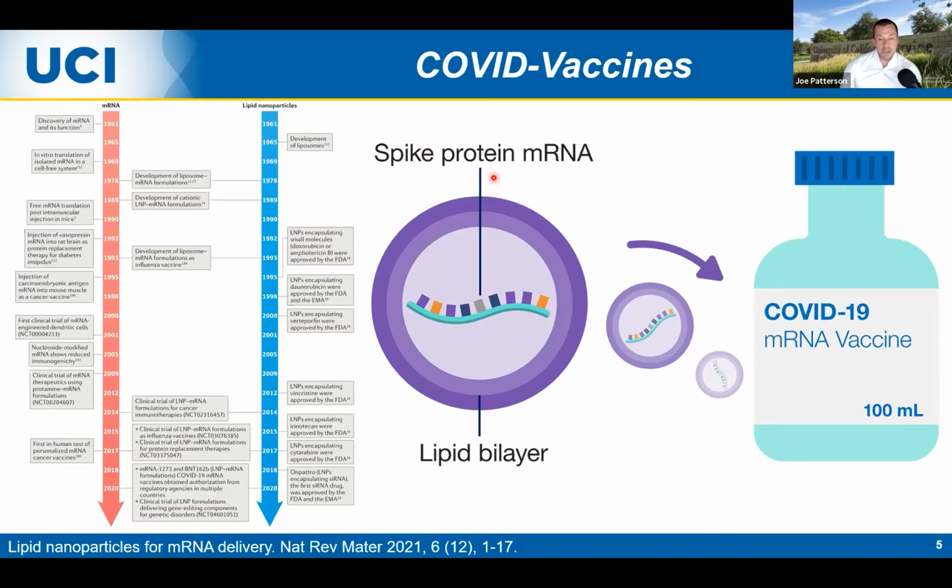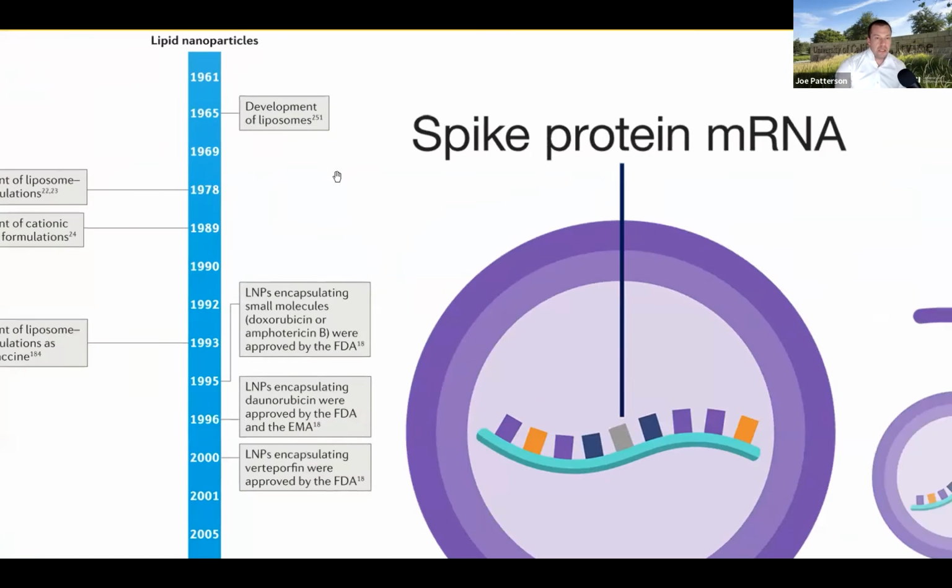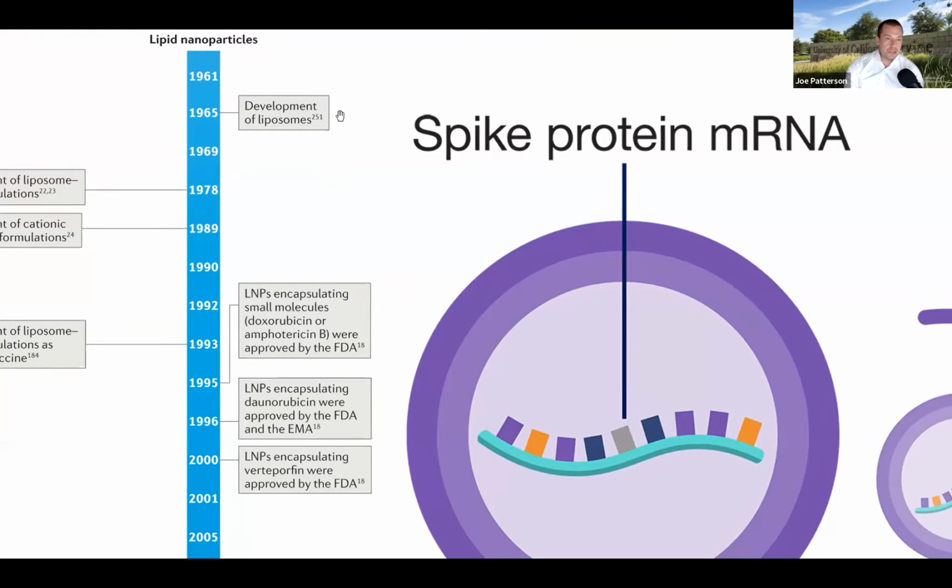But equally important to the development of these vaccines are these nanoscale vehicles that take the mRNA into the cells. So this chart that we see on the left-hand side here is a kind of timeline of the development of these vaccines. On the left, we have the development of the mRNA, but on the right, we have the development of the lipid nanoparticles. And you can see this goes all the way back to the 60s. So 1965 was when these liposomes or lipid nanoparticles were first developed.